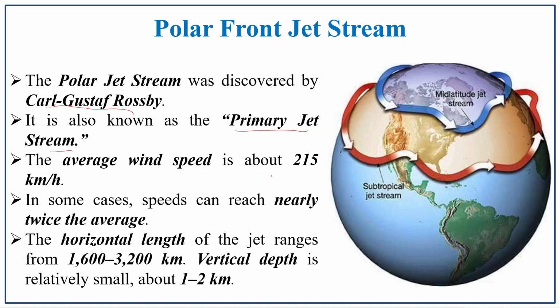The average speed of it is 215 kilometers per hour. This is a gusty wind. It does not stop at 215; in some cases the speed can reach nearly twice the average. So the speed of the wind also increases in some cases. The horizontal length of the jet stream is from 1600 to 3200 kilometers, and the vertical depth is relatively very small, about 1 to 2 kilometers.